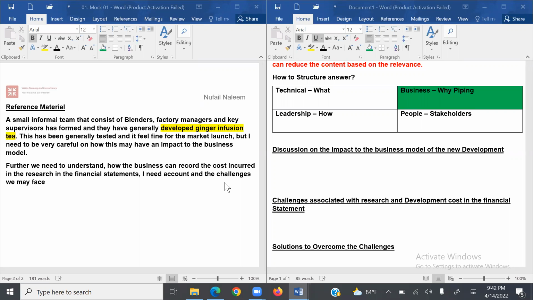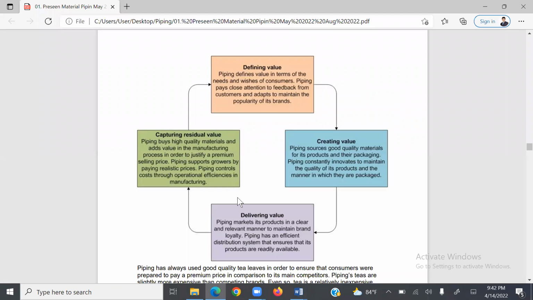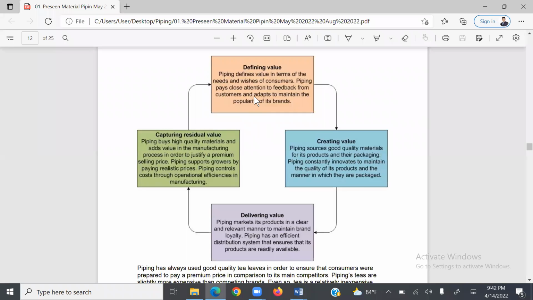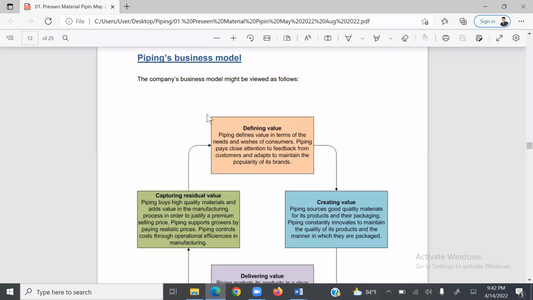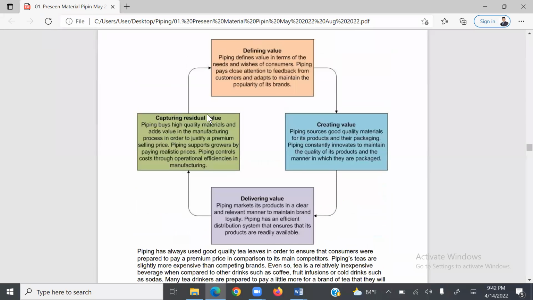So, as we know, business model, learning and growth perspective, financial perspective. No, we need... not business model. That's wrong. Students, coming back to the business model, you can mute your mic. Coming back to the business model, it is clearly showing defining value, creating value, delivering value, and capturing value. So this is the business model, students, which is given on page number 12. And generally in the new syllabus, they always ask a question relating to a proposal and its impact on the business model. So let's do the critical analysis at the moment.